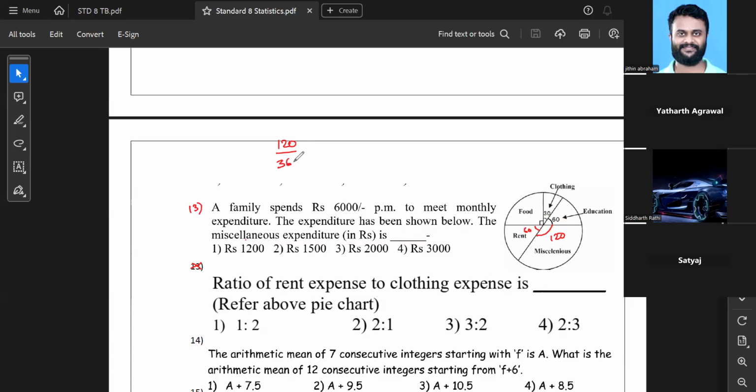So 120 divided by 360 multiplied by 6,000. Your answer is 2,000. I hope it's clear. Yes, sir.